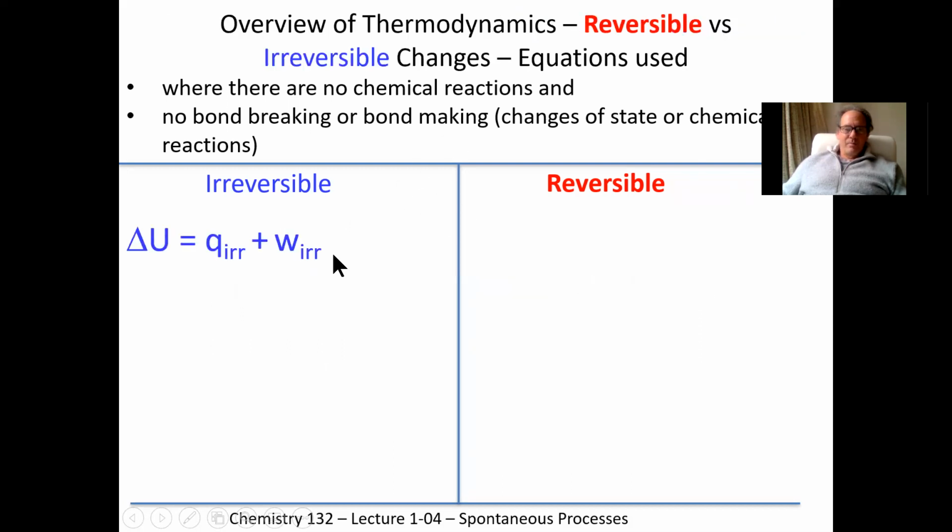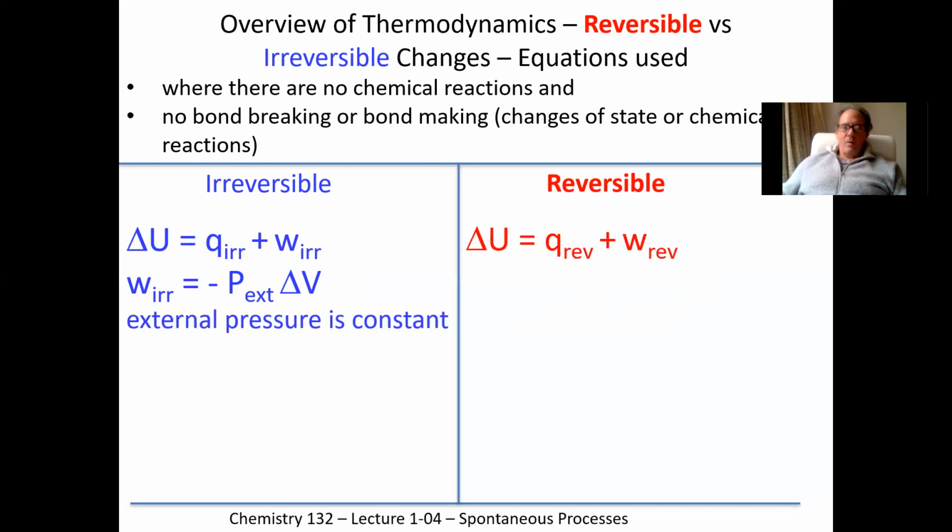Now let's talk about some differences here. So if we have an irreversible versus a reversible change, in an irreversible change, internal energy change, delta U, is equal to the heat and the work for that irreversible change. And we can calculate the work by minus P external times delta V. In this case, the external pressure is different than the internal pressure, and the external pressure remains the same throughout.